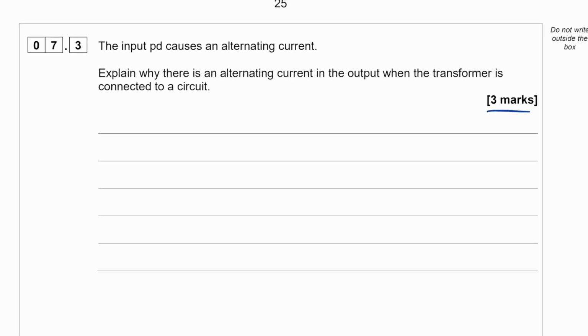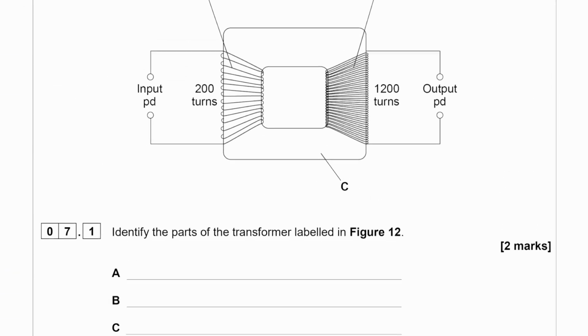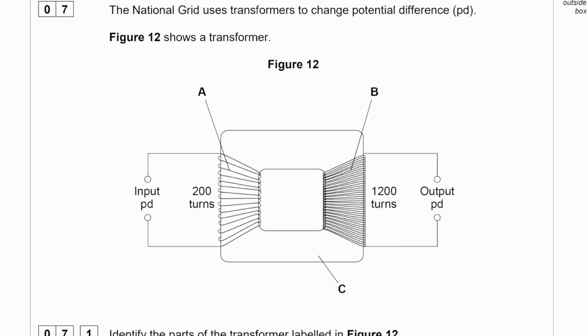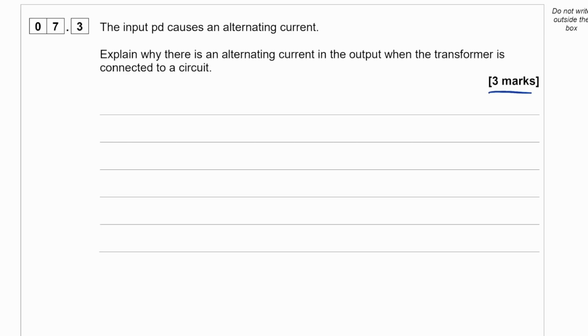There is some background to this, but essentially it's an explain question. Explain why there is an alternating current in the output when the transformer is connected to a circuit. And so I'll scroll up so you can see what they're talking about. We've got a transformer here. If you connect this to a circuit, why do you get an alternating current? And it's worth 3 marks. So what would you write for 3 marks?